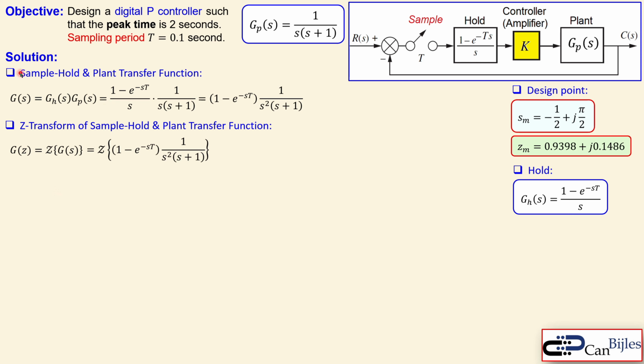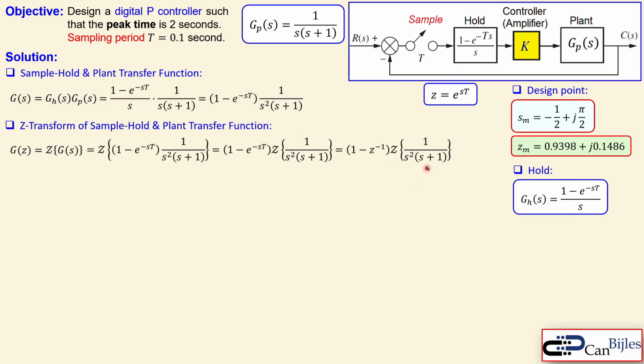But before we move on, we can also split the problem or make the problem a bit easier by saying that this part here can also be taken out. The reason why I take this out is because z is equal to e to the power sT, and this is actually z to the power minus 1. So that means this is just 1 minus z to the power minus 1. That's easy, so we have a part of the problem already fixed by this transformation. The only thing we need to do is the z transformation of this 1 over s squared times s plus 1, which is also shown here now.